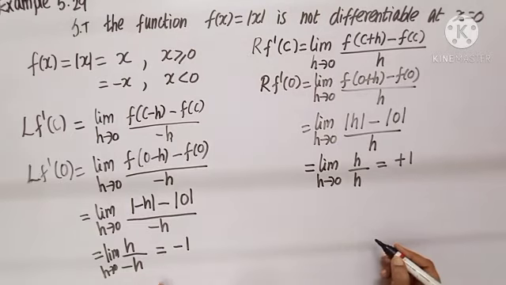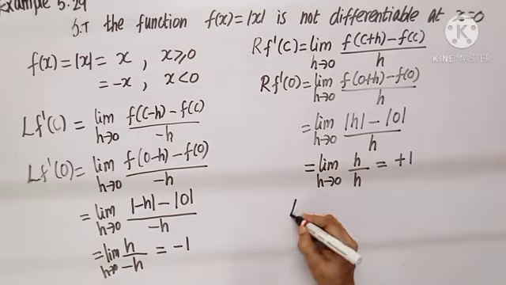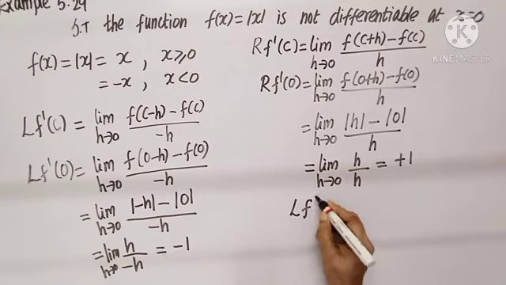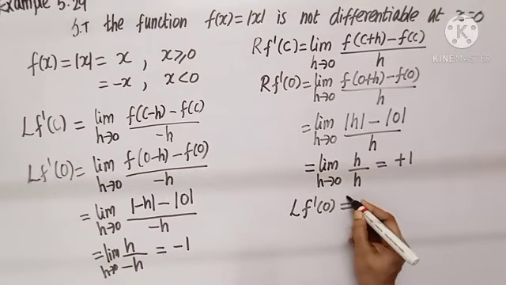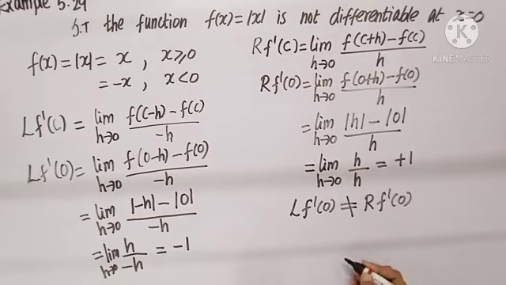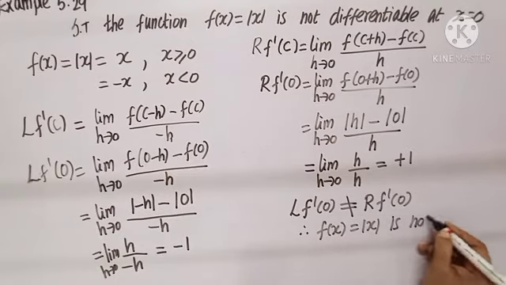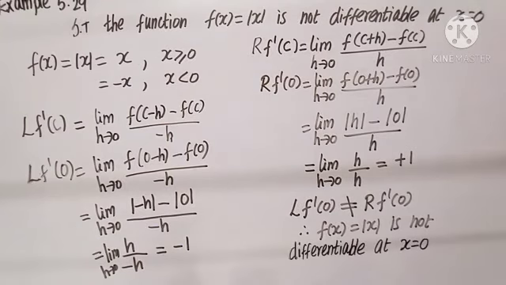Here I got -1, here I get +1. So I will say the left derivative at 0 is not equal to the right derivative at 0. Therefore, f(x) = |x| is not differentiable at x = 0.